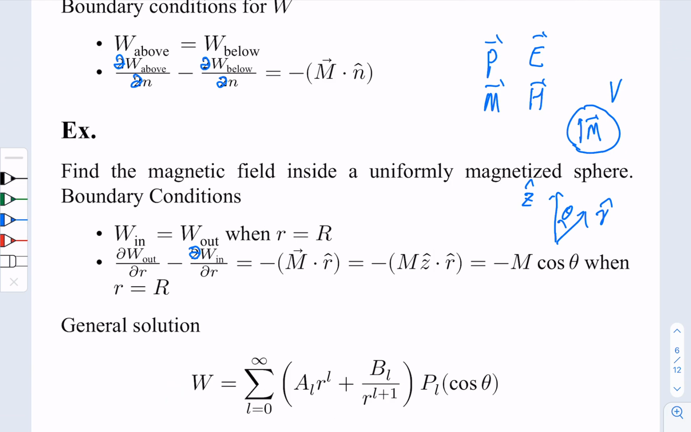We know that the solution must be a superposition of solutions composed of two parts. One is a radial part, with one term proportional to r to the L and another term r to the minus L minus 1. The other is the angular term, the spherical harmonics, and here L is the angular momentum, which goes from 0 to infinity.